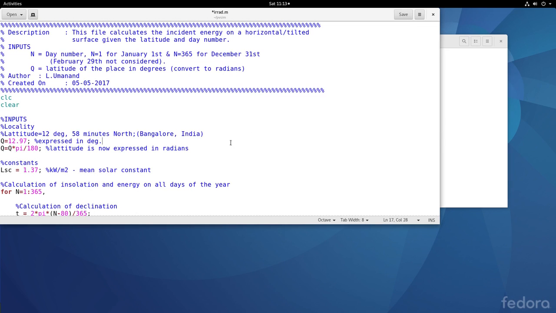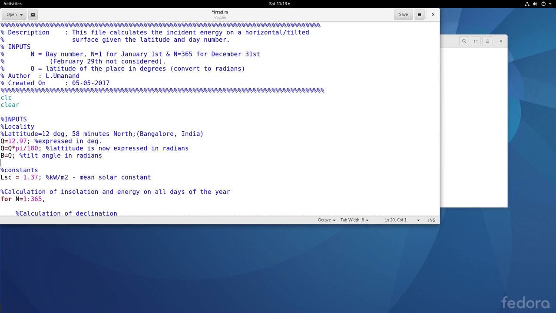So first, let me incorporate this line. So what I have done is set B is equal to Q. What it means is that beta, the tilt angle, is set equal to phi, the latitude angle. I am using B to represent beta, the tilt angle, tilt with respect to the horizon plane of the locality. And right now, I have just set it to a fixed angle Q, which is the latitude angle.